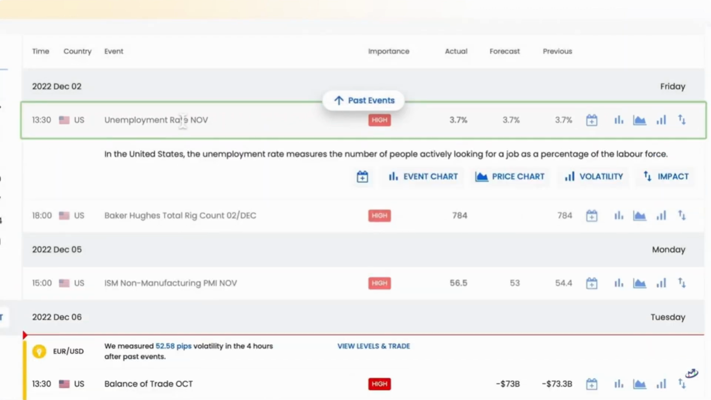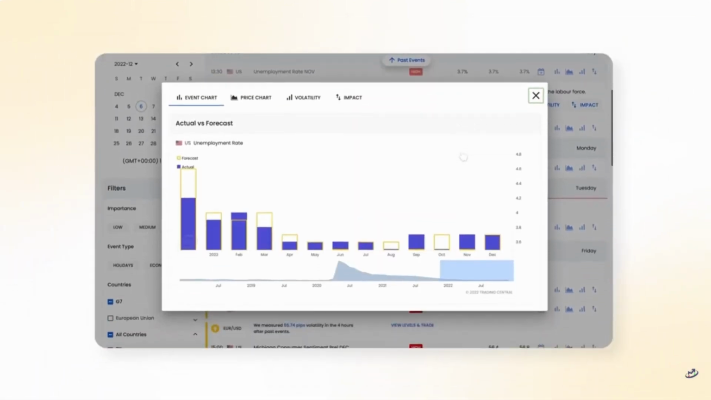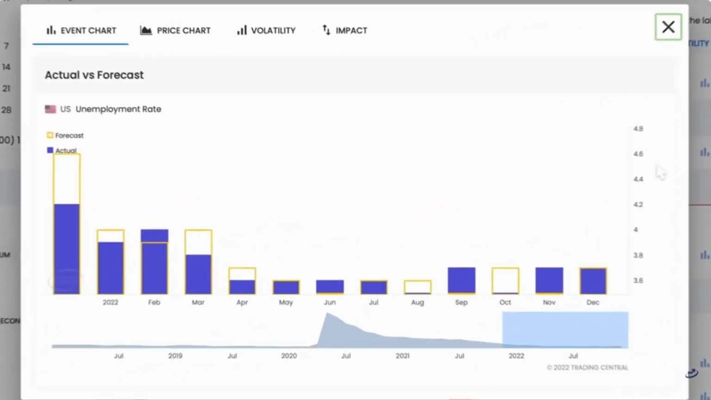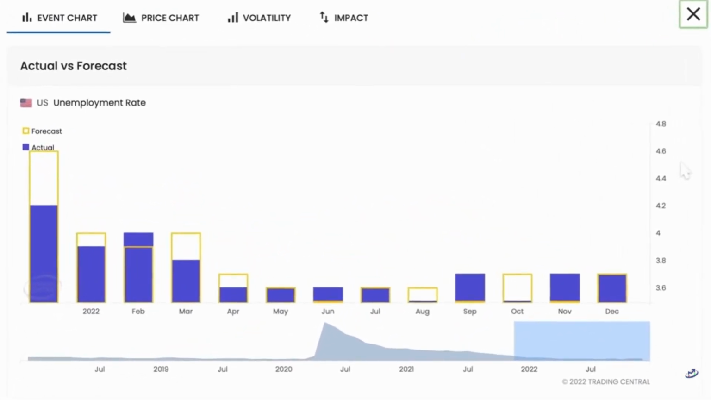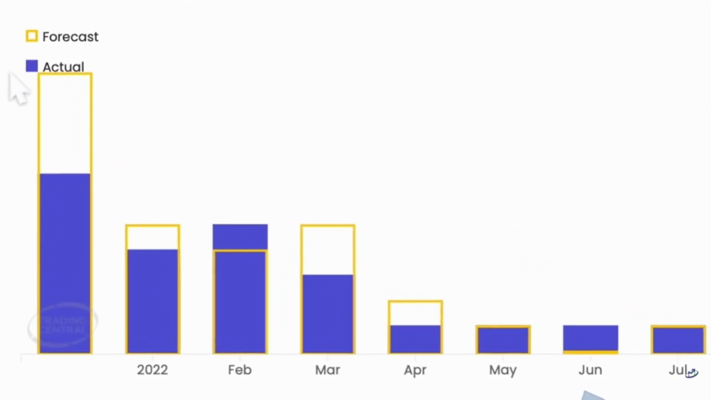Click on any event to learn what this event entails and view the forecasted values. Select the event chart to dig into the details on the actual and forecast values that have occurred on previous instances of this event. Here we're looking at the event chart for the unemployment rate in the United States.